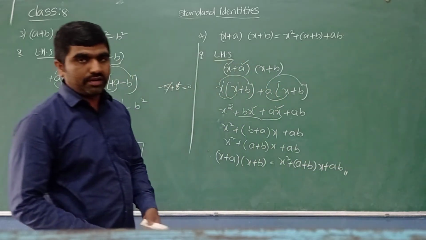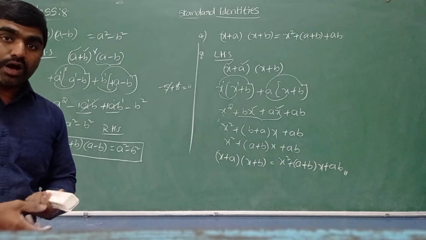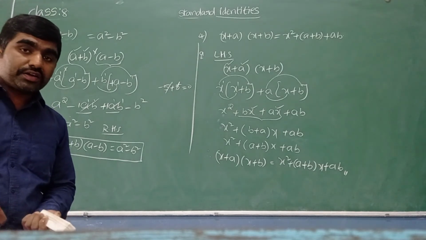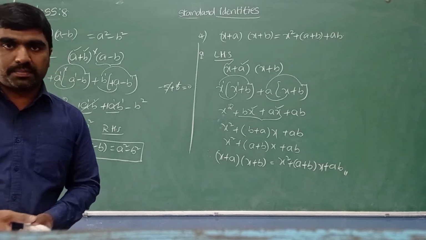This is the proof of the identity, which you can use to factorize the algebraic expressions or to find the product. How to factorize, how to find the product, how to multiply. Let's see with the help of examples.